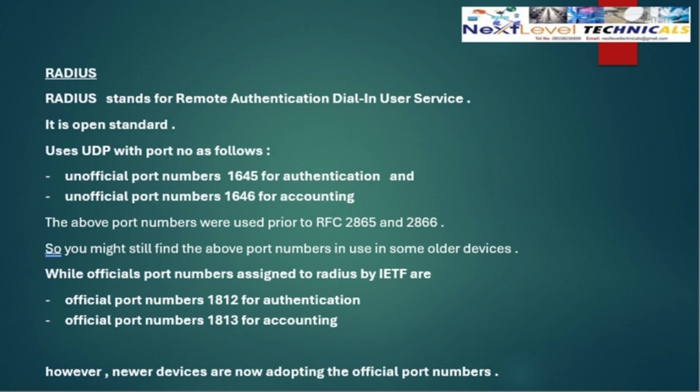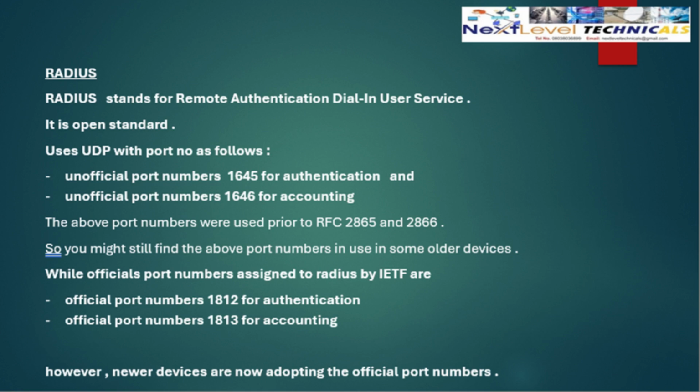So there's a point I want us to note. RADIUS uses UDP. Meanwhile, prior to IETF intervention, there were some unofficial ports that were used. Those unofficial ports were 1645 for authentication and 1646 for accounting. You might likely find this in some production environments where older devices are used. Those are the unofficial port numbers used along with UDP.